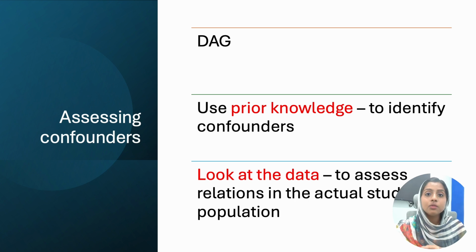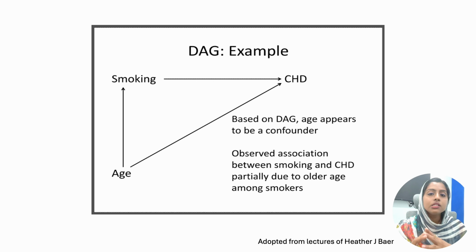And the second thing is you might have prior knowledge. For example, in the case we discussed, we already know that more aged individuals have a higher chance for coronary heart disease. So that is something that you know. So you have prior knowledge. Or you will have to look at the data. Once you see your data, you might find some of the confounding factors. So these are the different ways by which you can assess the confounder. So let's take a look at the directed acyclic graphs.